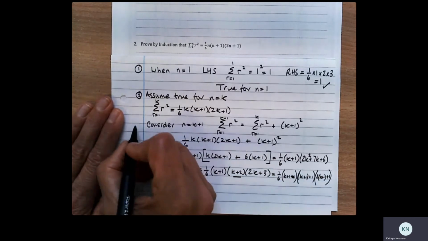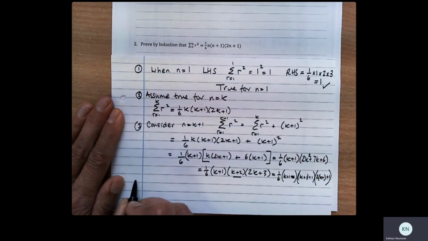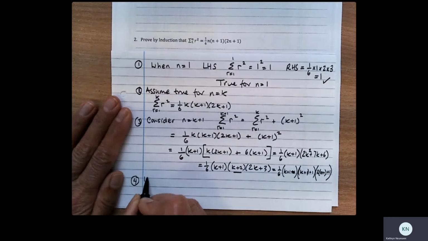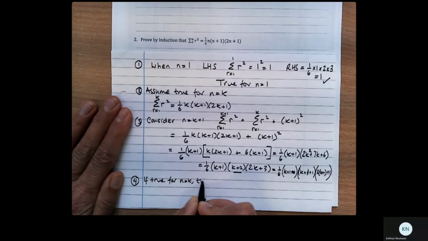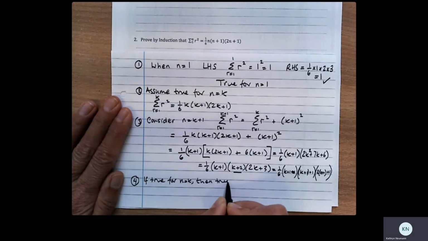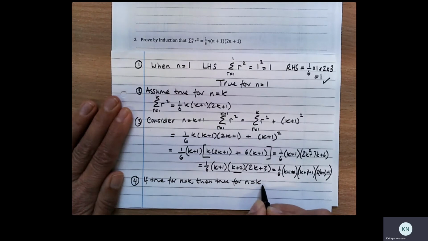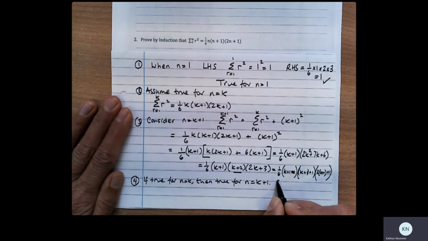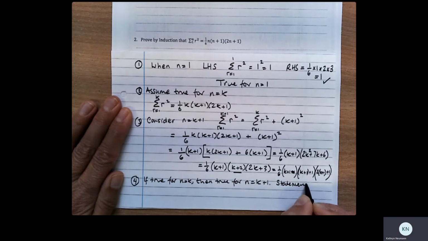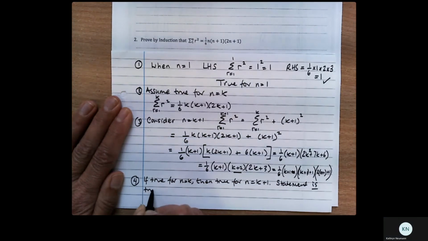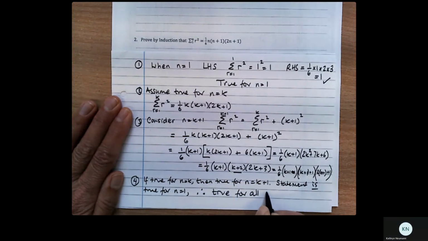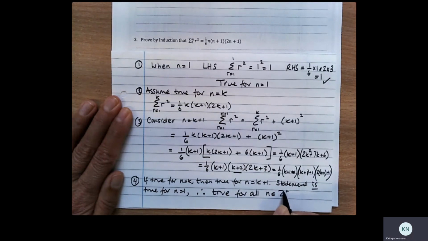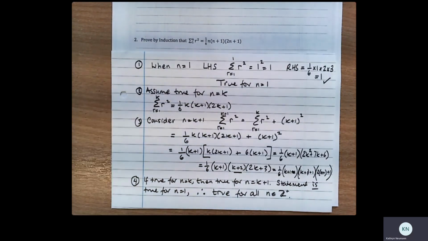And then we must have our last step, which is the inductive step. So if it's true for n equals k, then it's true for n equals k plus 1. The statement is true for n equals 1. Therefore, it's true for all n in the positive integers. So there's our proof by induction.